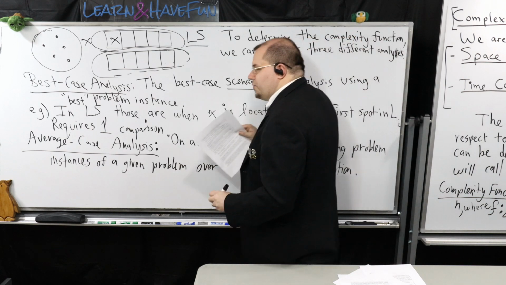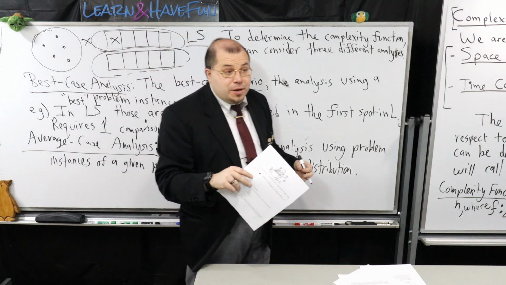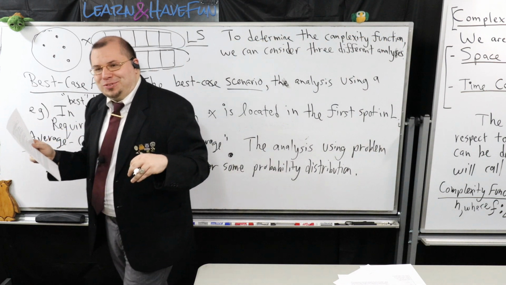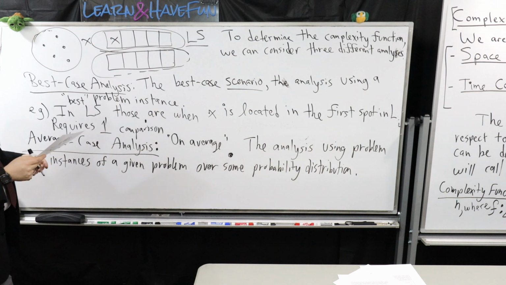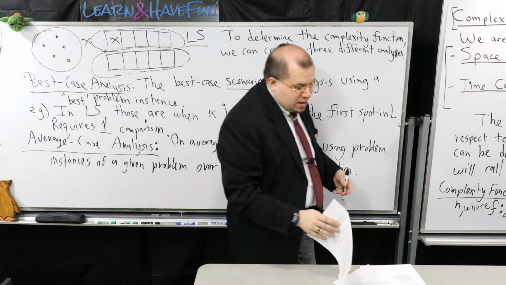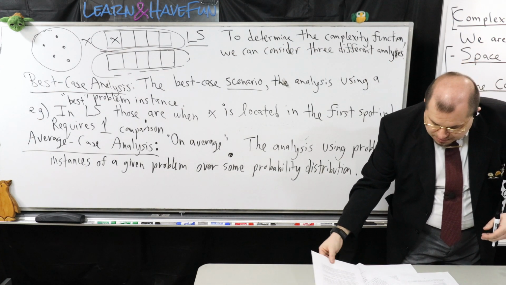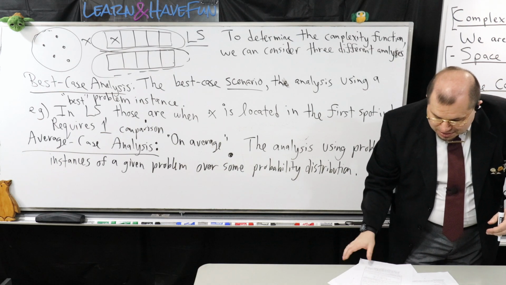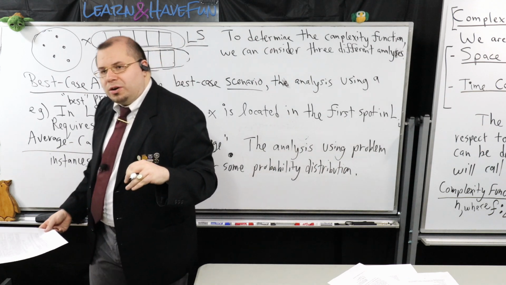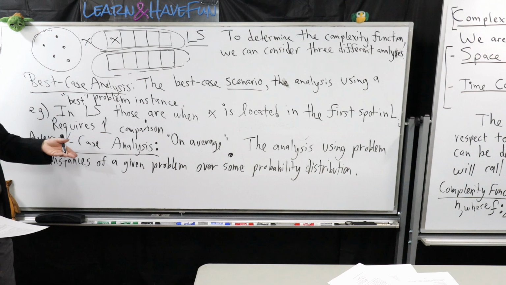Very commonly, it's over a uniform distribution where each instance is equally likely to happen. So usually it's where all outcomes are equally likely. One common way you can analyze, for example, linear search in the average case is to study what happens when you consider where X could be equally likely to occur in any one of the positions. And that would be one way you can do average case analysis.